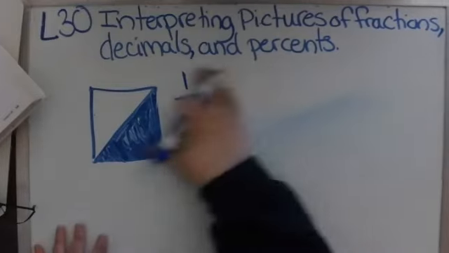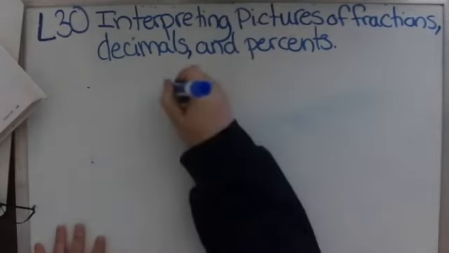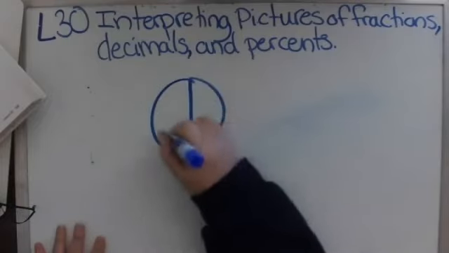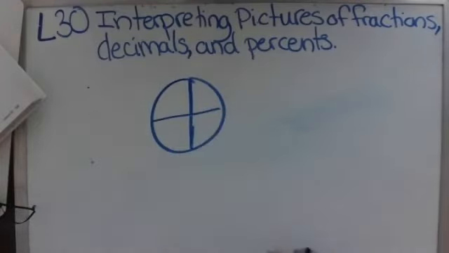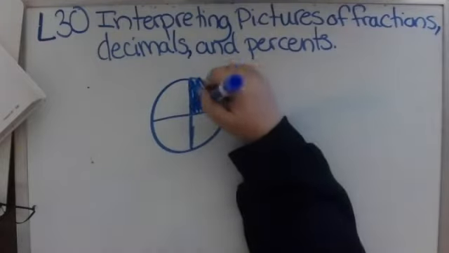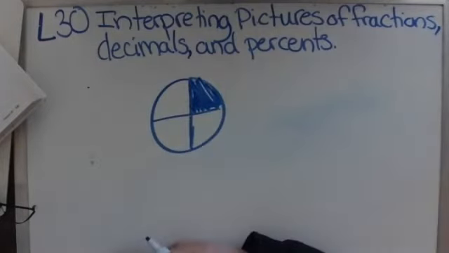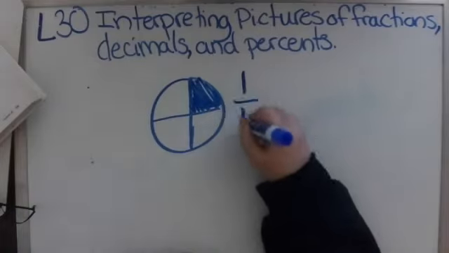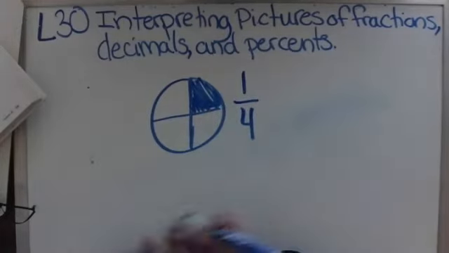Let's look at another one. If I have a circle and I have it divided into quarters. Now, I love this one because quarters, if you know your money, helps you out a lot. Okay. So let's say I have 1/4 filled in. Okay. That looks like this in fractions. We're used to drawing that one.